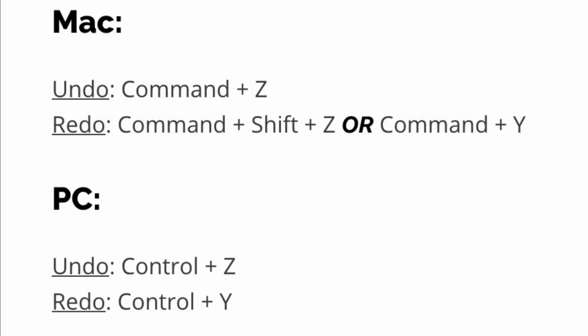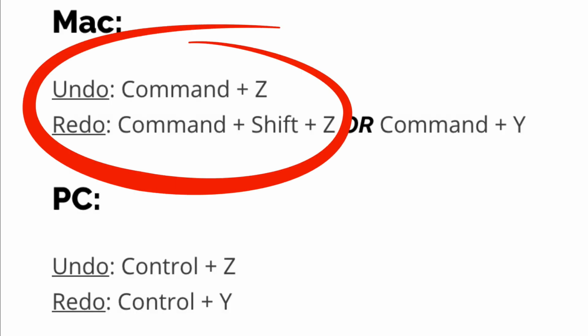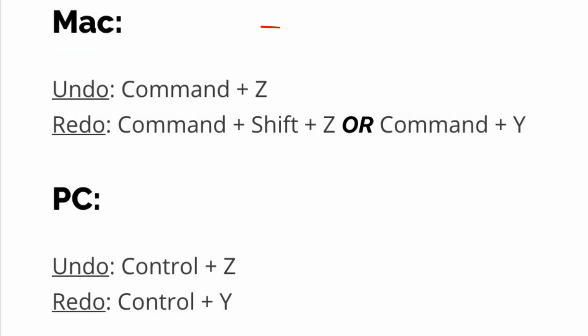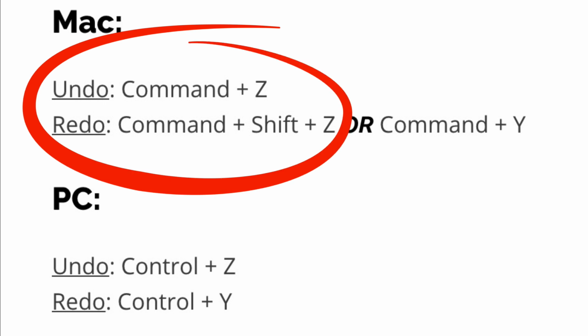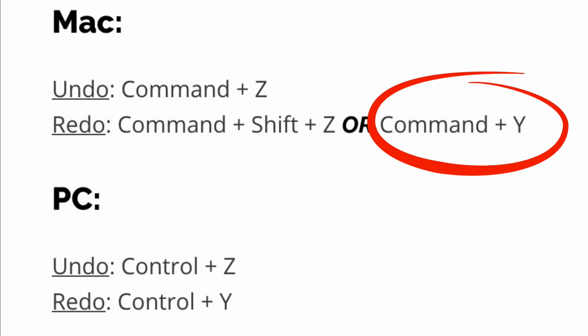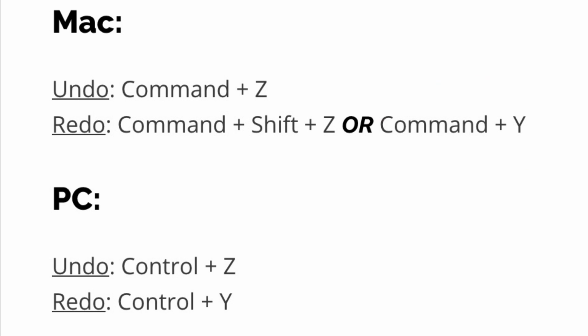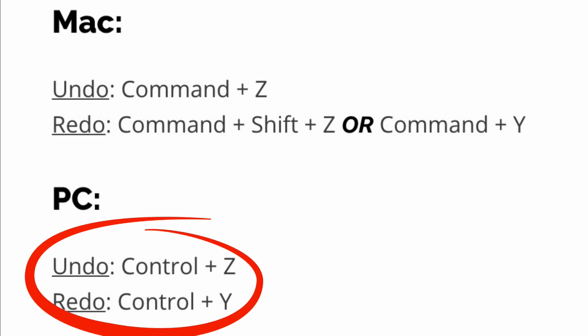If you want to undo a command on the Mac, use Command plus Z. If you want to redo a command, use Command plus Shift plus Z or Command plus Y. On a PC, for undo, use Control plus Z or redo, Control plus Y.